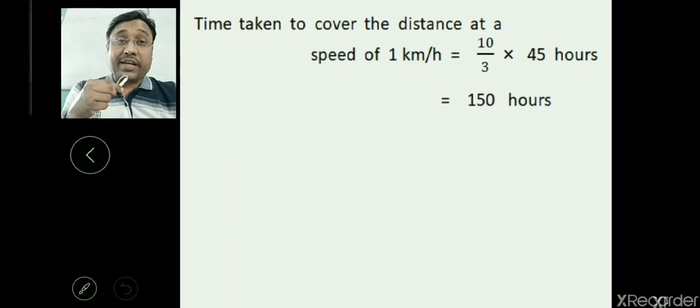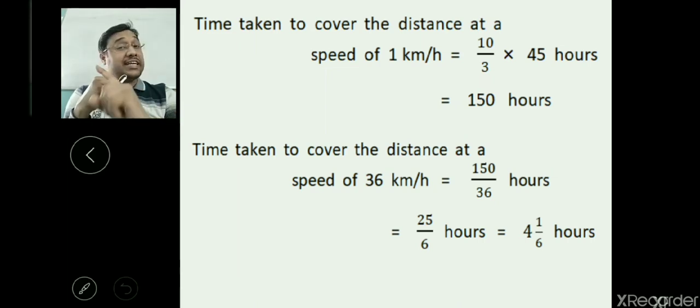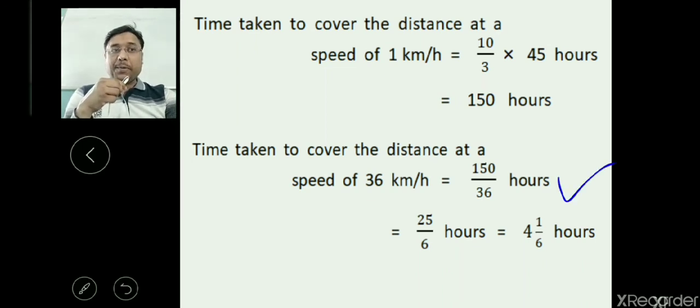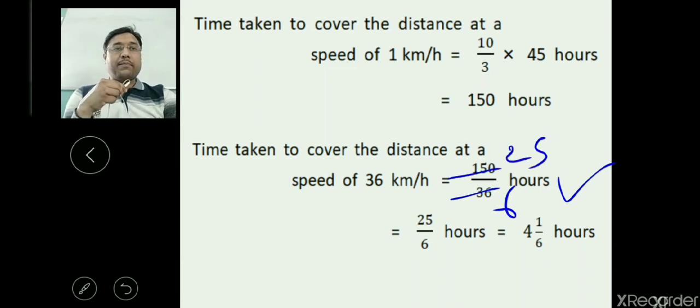Now next, what will you write? The question is asking for the time taken to cover the distance at 36 km per hour. If the speed is 36 km per hour only, then how much time is required? Obviously here you will divide 150 by 36 hours. 150 by 36 hours means 25 by 6 hours, as you cut with 6. So this is 25 by 6 hours, which means 4 whole 1 by 6 hours.